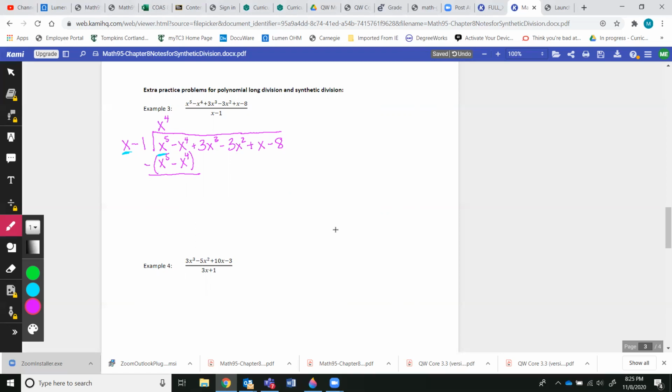Okay, now I have x to the 5th minus x to the 5th. That cancels out. Now this is a little bit unusual because I now have negative 1 plus 1 that also cancels out. So I end up with 0 x to the 4th, and then I'm going to bring the rest of this polynomial down.